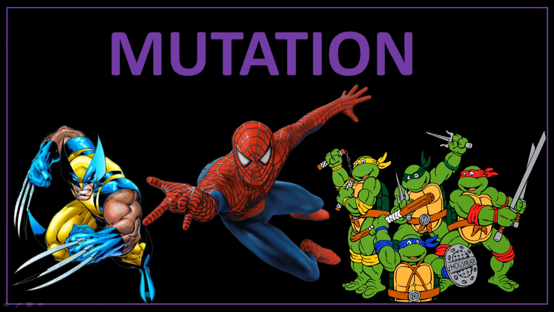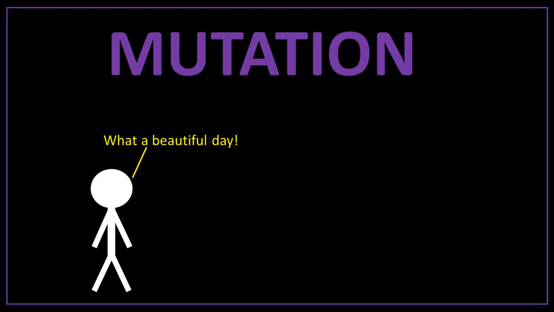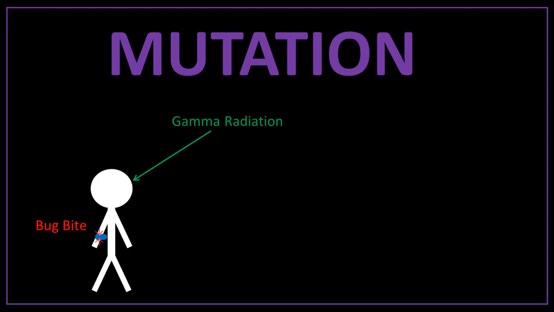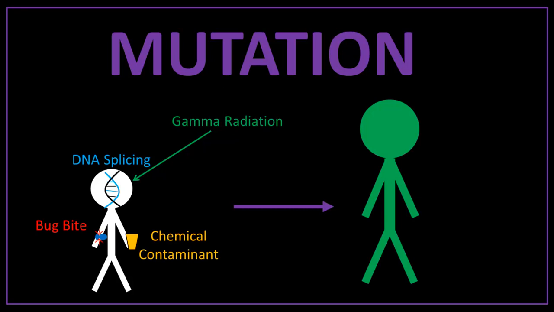Let's talk about mutation. Mutation is an idea that is referenced all over the entertainment industry. Basically, our hero is just a normal guy walking around one day when all of a sudden, ow, a special kind of bug bites him, or he is exposed to gamma radiation, or his DNA is spliced by a machine, or he drinks some weird chemical. Anyway, one of these things happens and suddenly our hero is a mutant. He's bigger, or stronger, or has spider powers, or has some kind of magic, or a variety of other things.